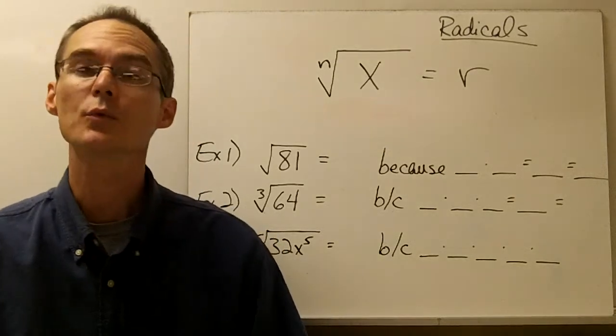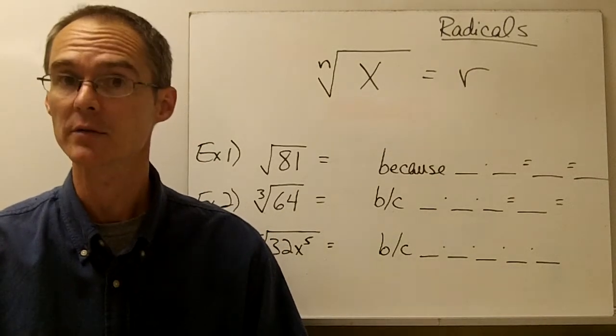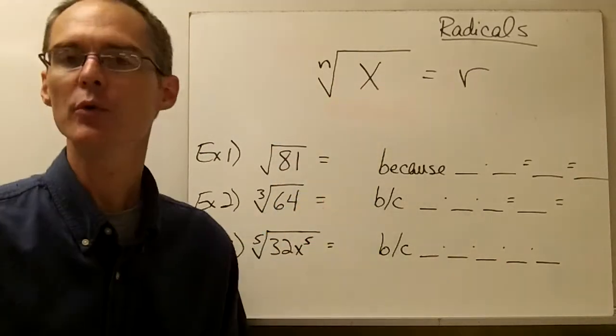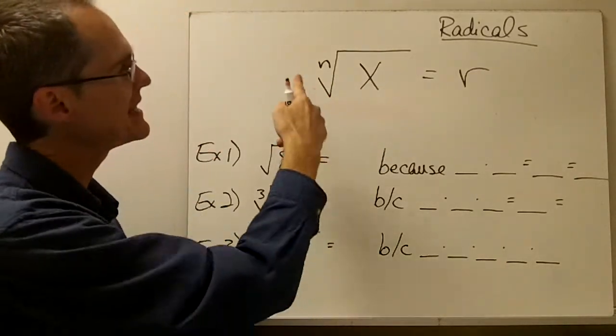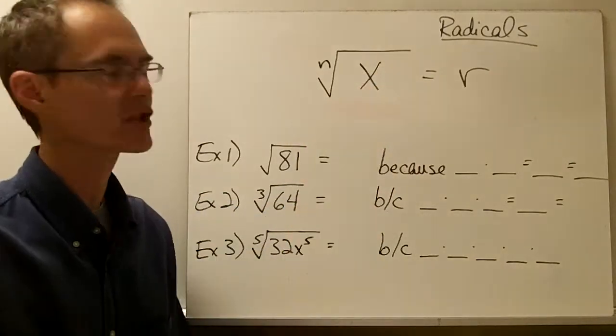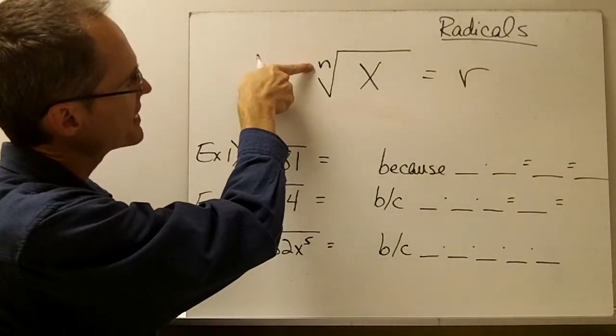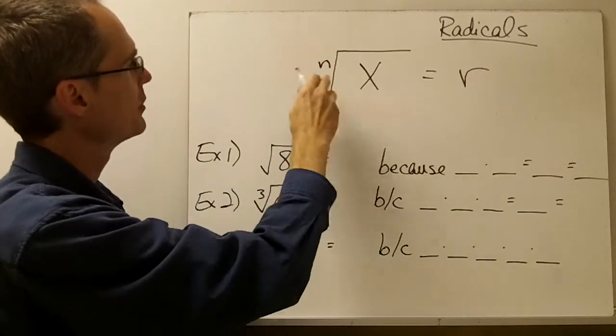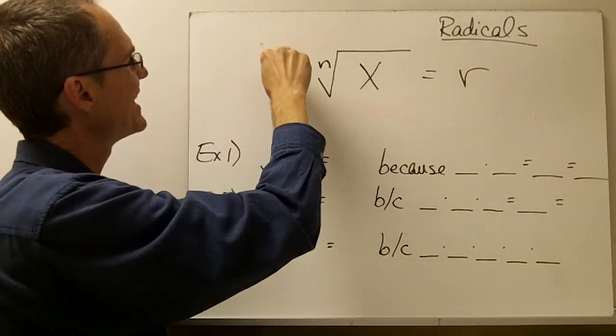Okay, this video is on radicals and simplifying radicals. When you're working with radical expressions, taking a square root or a cube root, there are three pieces to this expression. The first piece is the number that goes in the little V part of the radical symbol. This number is called the index.